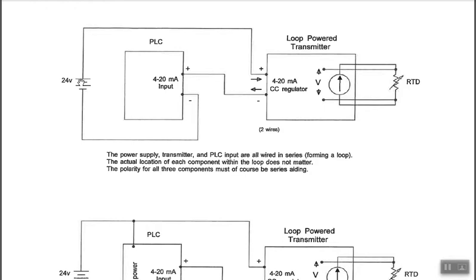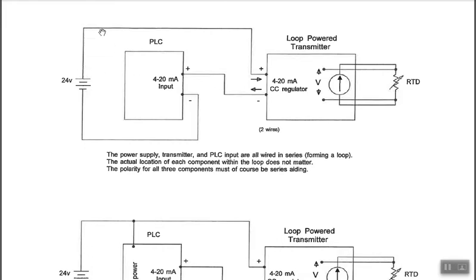You have your source. The three things you're trying to put together are a 24 volt power supply, a PLC input, and a loop powered transmitter output. Those are the things you got to put together. And it doesn't matter what order you put them in. So that's important to understand. They can be in any order, but they must always be in the right polarity.